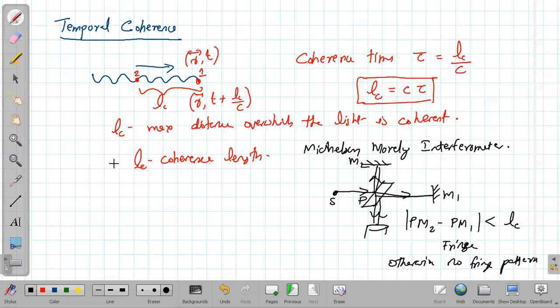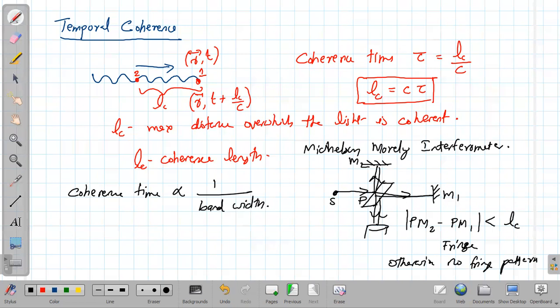So the temporal coherence, or the coherence length, can be directly measured by using the Michelson-Morley interferometer setup. The coherence length is equal to c into tau, where tau is called the coherence time. It's the time over which the light is coherent. Now from the theory of optics, we know that the coherence time is inversely proportional to the bandwidth.